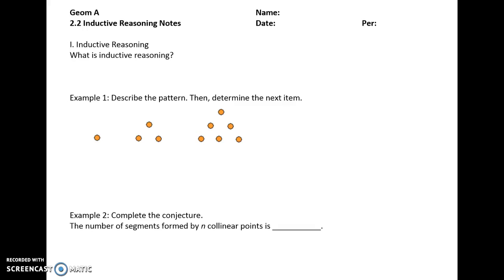In this unit, we're going to talk about reasoning, and we're going to talk about two types of reasoning. One is called inductive reasoning, and the other is deductive reasoning. So in today's lesson, we're going to be looking at what's known as inductive reasoning. So what is inductive reasoning?